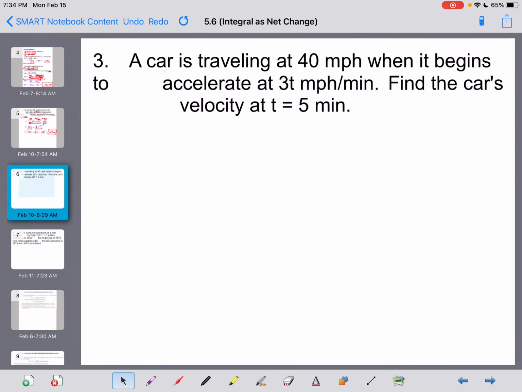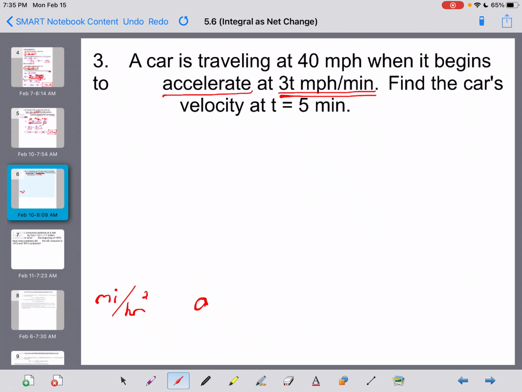This one gets a little bit interesting here. Glad we're going to talk about this one. A car is traveling at 40 miles per hour when it begins to accelerate at 3t miles per hour per minute. Oh, and now it gets weird here, everybody, because that's a very strange unit. And if I read the problem carefully, that's a unit for acceleration. Now, you guys are used to the units right here of miles per hour, or miles per hour squared when you're talking about acceleration. And miles per hour per minute might not seem like that.